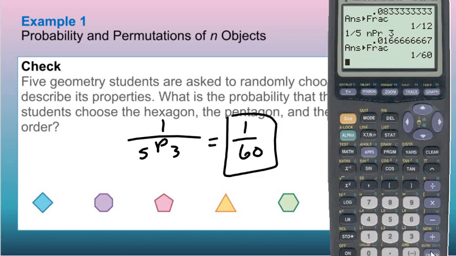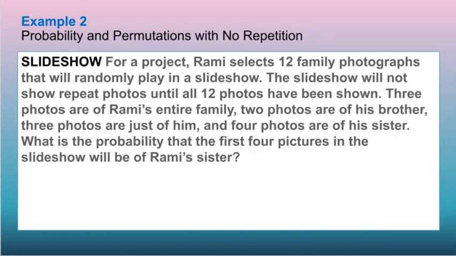So you have 1 out of 60 chances of that happening. Example 2, these are probability with permutations with no repetition. For a project, Remy selects 12 family photographs that will randomly play in a slideshow. The slideshow will not show repeat photos. All 12 photos have been shown.